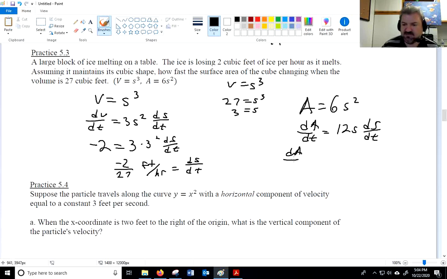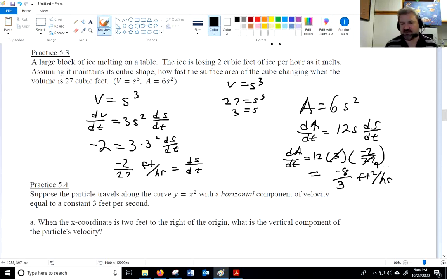So dA dt is equal to 12 times s. What was s at this moment? s was 3. And ds dt, we just found, was -2 over 27. All right, well then the 3 can reduce, that's for sure, making that a 9. The 12 is 3 times 4, so that's going to make that a 3. So this becomes -8 over 3. And this would be feet squared per hour.